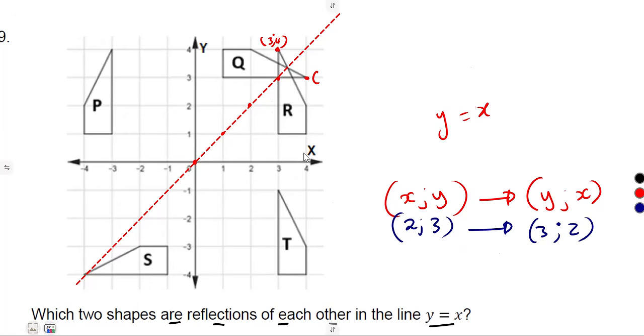What are the coordinates of this point? It is the same point as this one. It is now given as x is 4, y is 3. It is 4, 3, exactly this condition. X and y just interchanged. Okay, look for another one to verify, another one which corresponds.